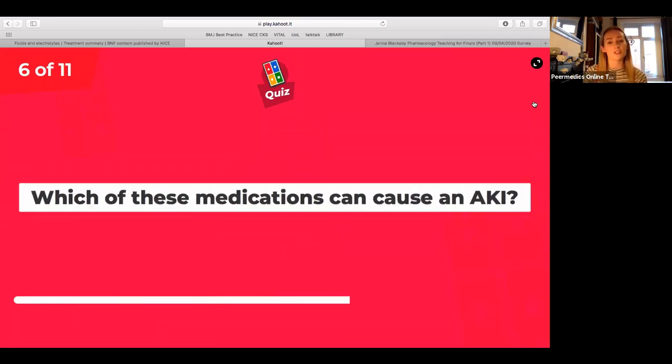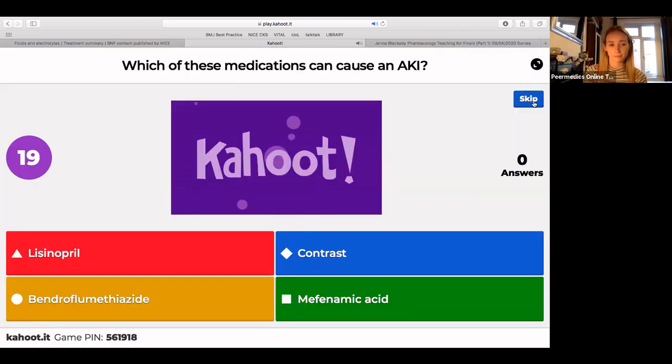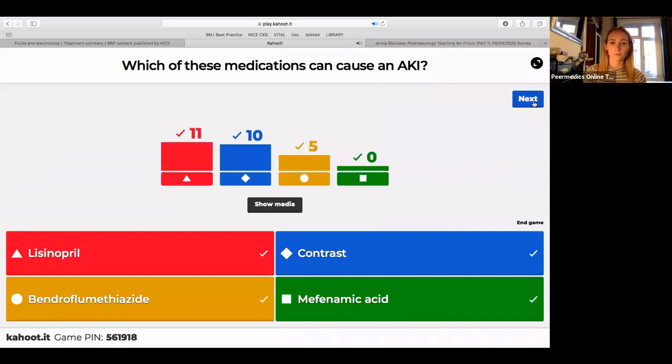So which of these medications can cause an AKI? Okay, so it's a bit of a trick question, it's all of them. So remembering our Canada mnemonic, then obviously lisinopril is an ACE inhibitor, contrast media, furosemide is a diuretic, and mefenamic acid is an NSAID.